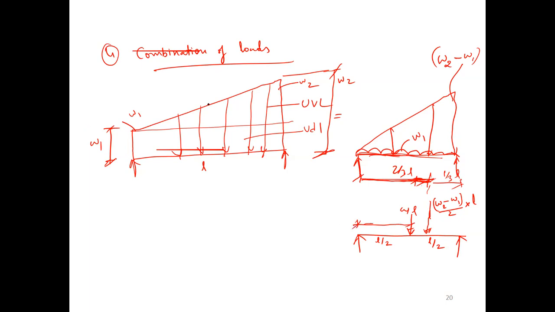This is the combination. The last thing is couples. It may be clockwise couples or anti-clockwise couples. You take those couples directly under moments while you are computing the reactions.